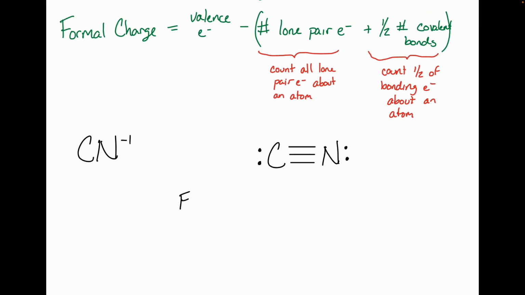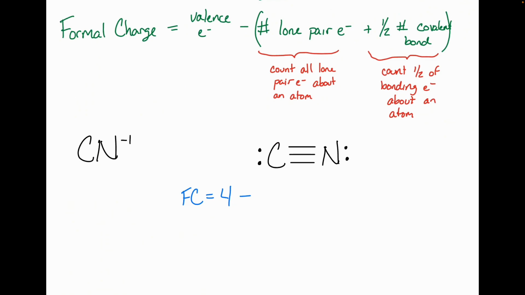I'm going to abbreviate formal charge as FC. And we're going to focus first on carbon. So first I need the number of valence electrons that carbon has before I make my structure, right? This is what we get just by looking at the periodic table, based on where carbon lives on the periodic table. How many valence electrons does a carbon atom start out with? 4. And now I'm going to subtract the number of lone pair electrons plus half the number of those covalent bonding electrons.